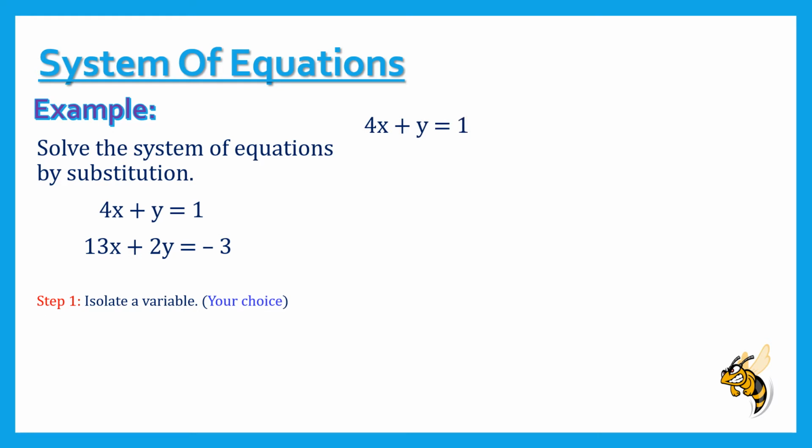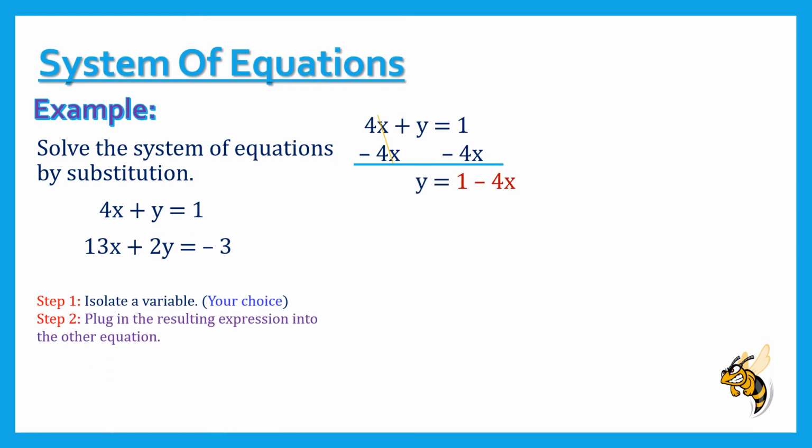So I want to move that 4x. The opposite of positive 4x is negative 4x, so I'm going to subtract 4x from both sides. Y is therefore equal to 1 minus 4x. Step 2, I want to plug in the resulting expression into the other equation, because y is equal to 1 minus 4x.